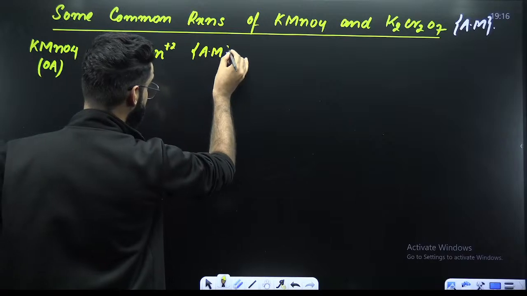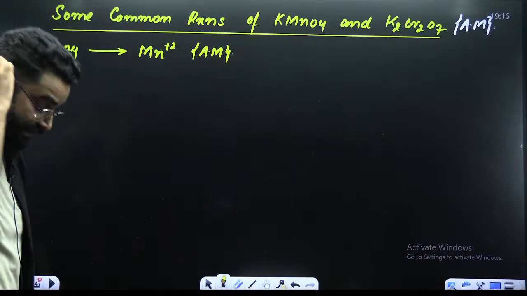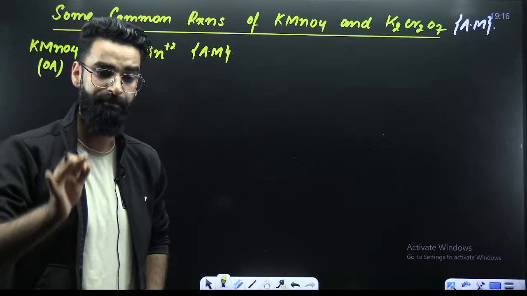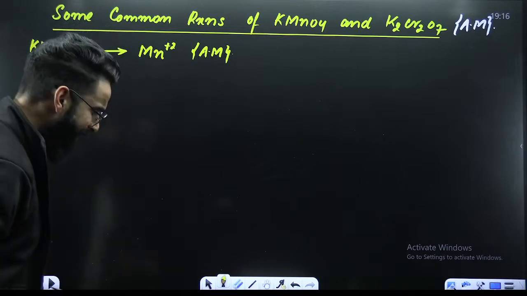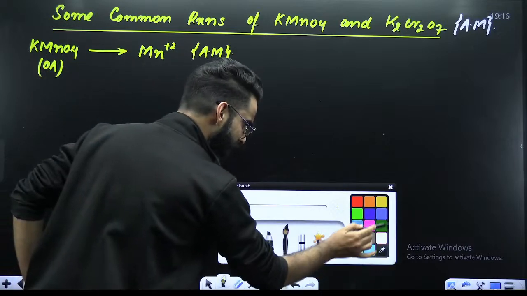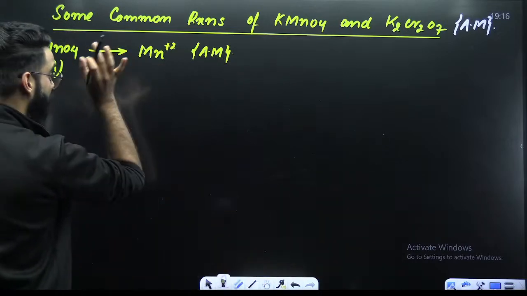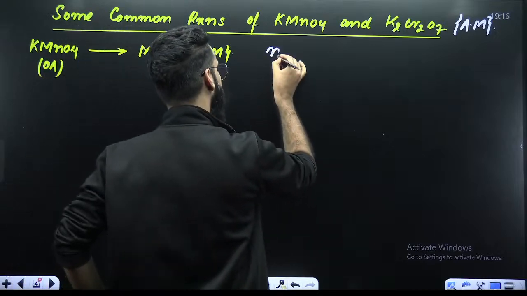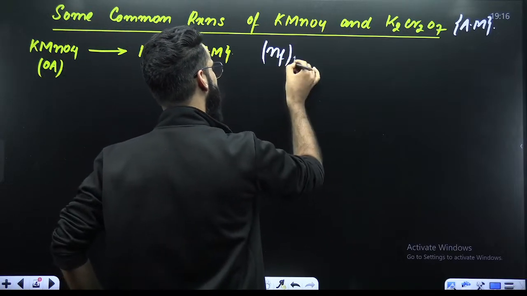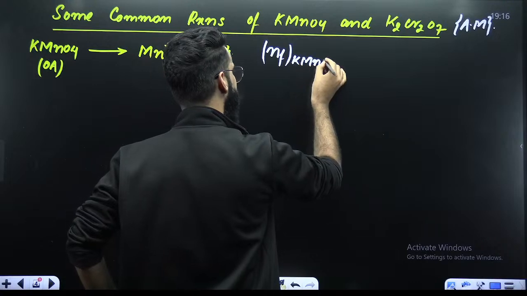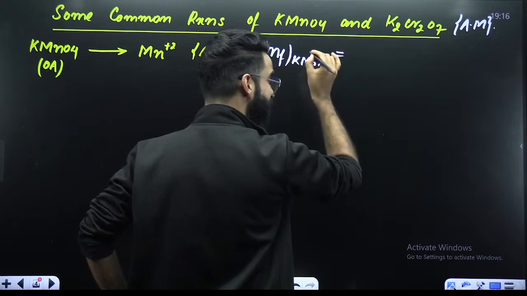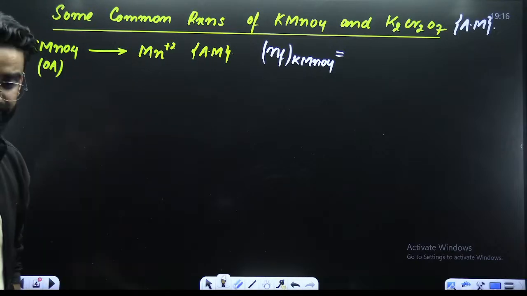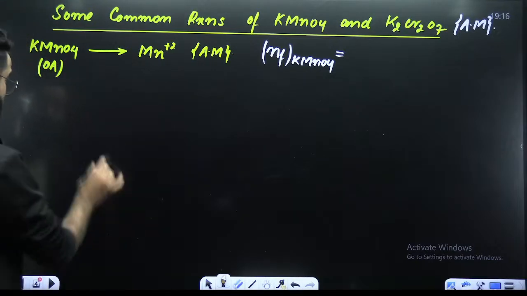In acidic medium, the KMnO4, which is a strong oxidizing agent, gets converted into Mn di-positive. Point number one. My dear students, if the KMnO4 gets converted into Mn di-positive in acidic medium, and I ask you what is the N factor of KMnO4 here in acidic medium, you should be in a position to tell me. Look carefully.